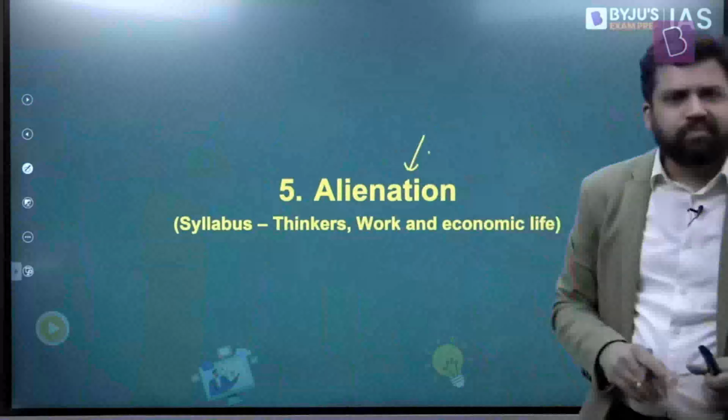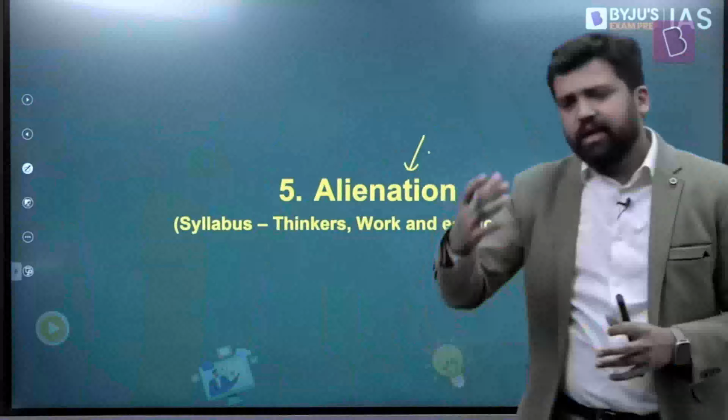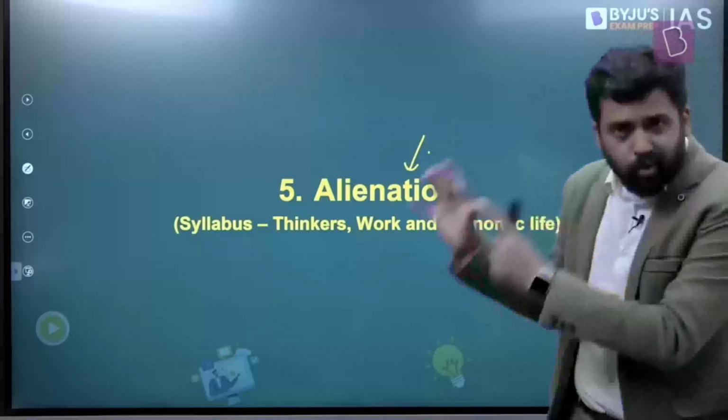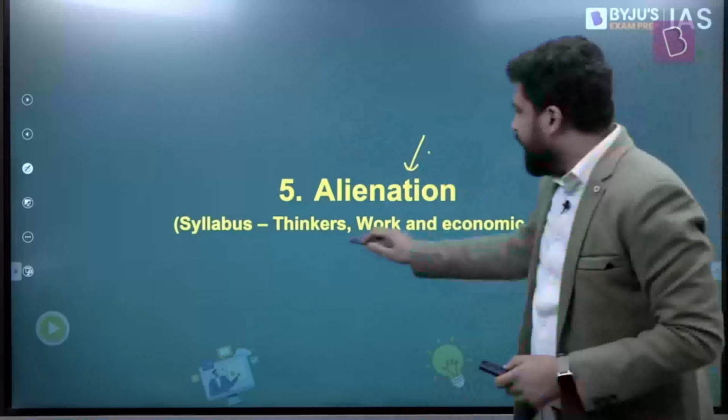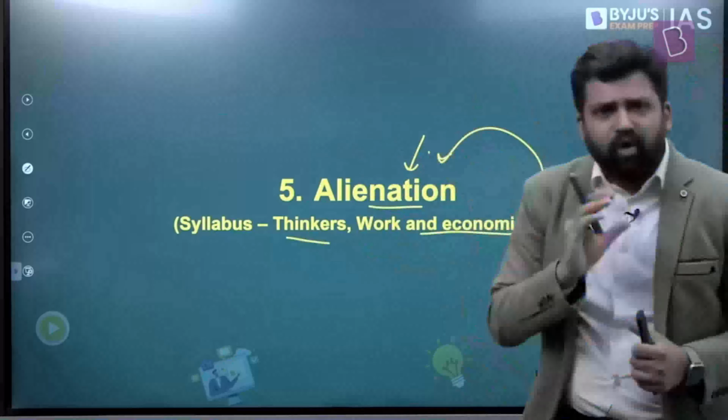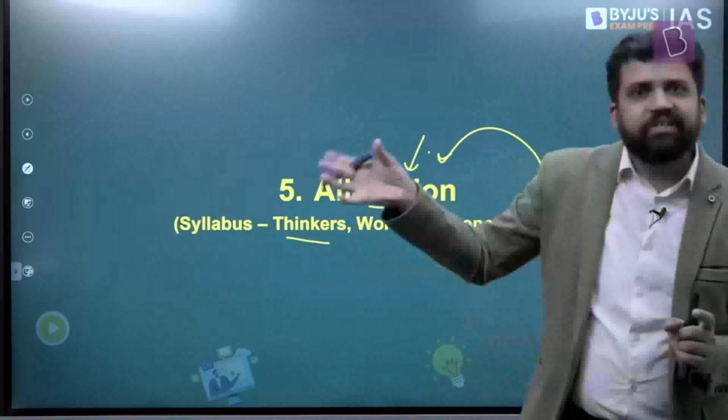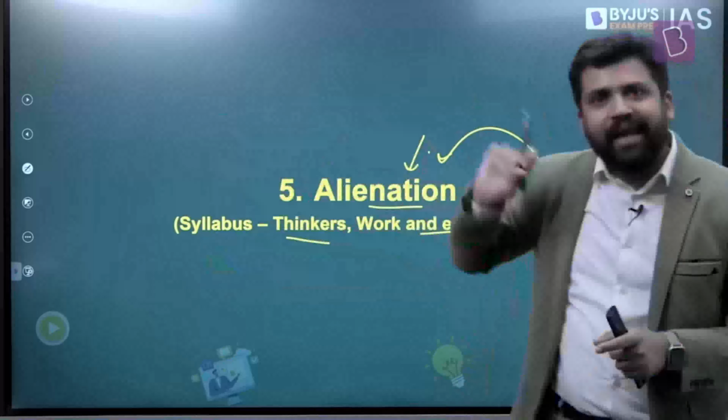So the next topic is alienation. Again, part of sociological thinkers. Many thinkers have talked about alienation, but a prominent thinker who talks about alienation and who is part of our syllabus is Karl Marx. And this is also relevant from a work and economic life perspective. So what we will do is, we'll first look at the concept of alienation. Then we will see what the different perspectives given by different thinkers are. And then we will link alienation with COVID-19.